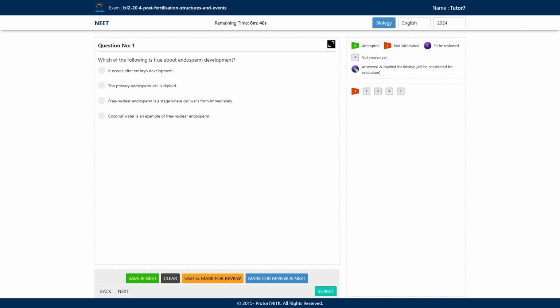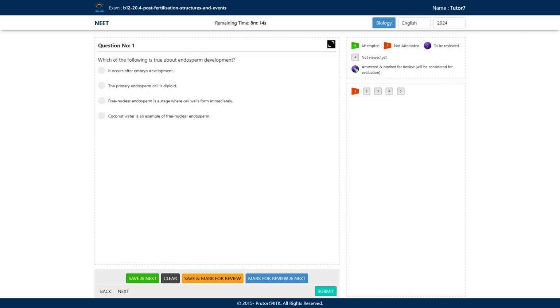Third statement, free nuclear endosperm is a stage where the cell walls form immediately. And option 4 is coconut water is an example of free nuclear endosperm. So if we see the first statement, it occurs after the embryo development. Mostly it occurs before the embryo development. So the first statement is incorrect.